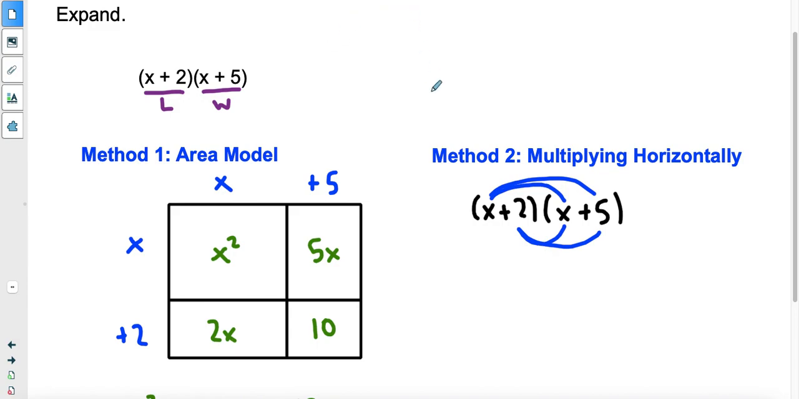So what do we have? So first, we're multiplying x times x, which gives me x squared. Next, we have x times 5, which is just 5x. Next, we have 2 times x, which is just 2x. And last, we have 2 times 5, which is just 10. And just like before, we can simplify this, right? Because you'll notice 5x plus 2x is just 7x.